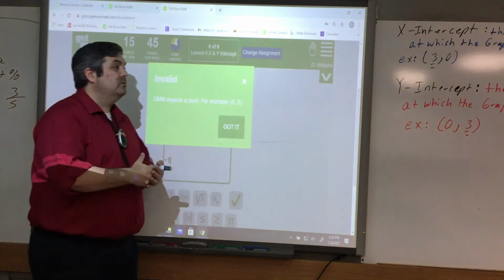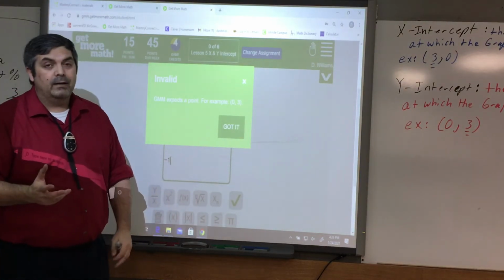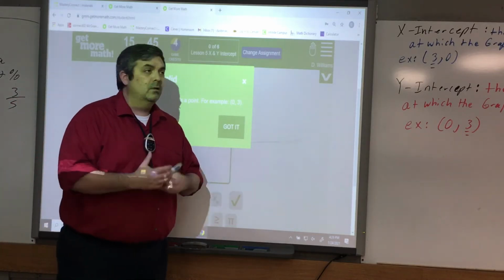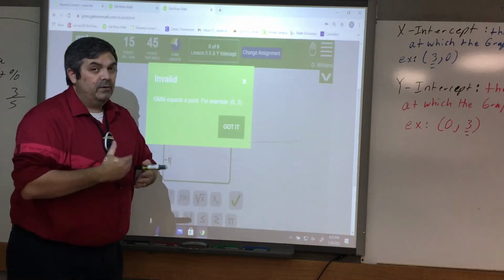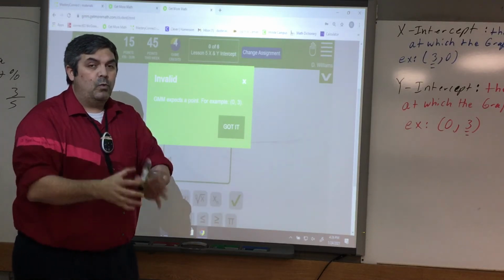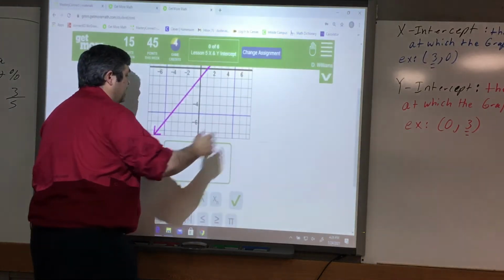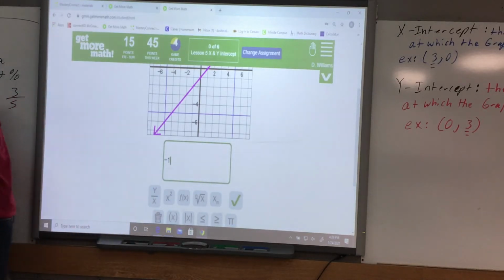Now, if you see it on a test, they may not do that. It depends on the test, depends on who wrote the question. But you should be giving points as to where the y-intercept is. So let's give it a point: (0, -1). Now watch this.